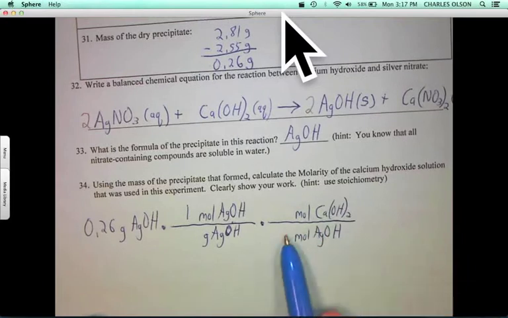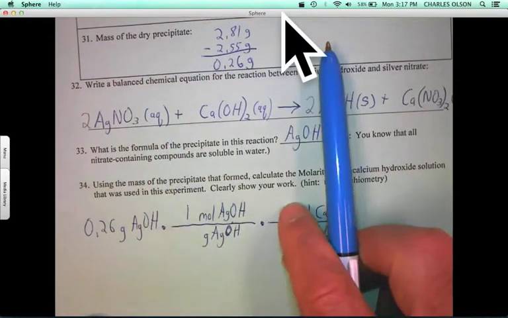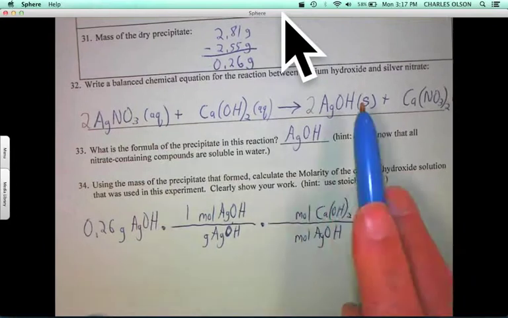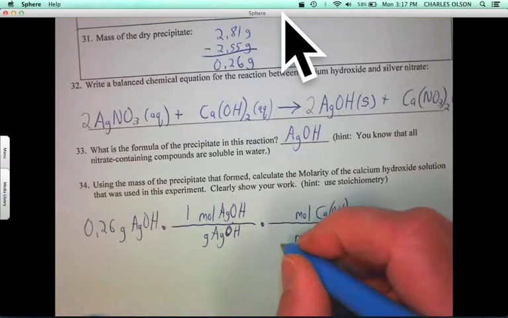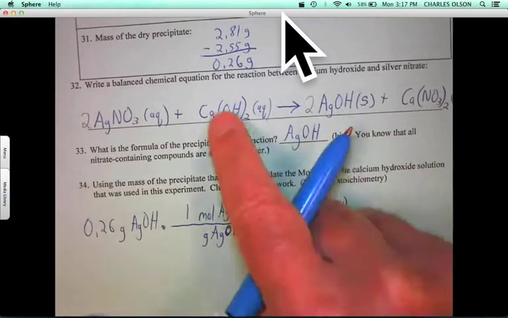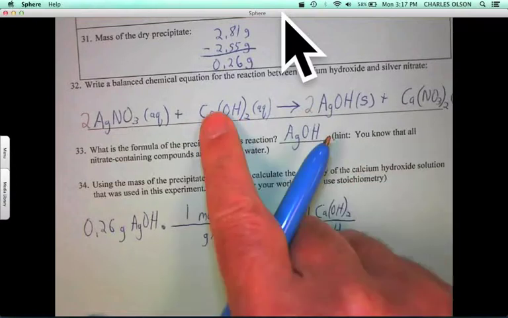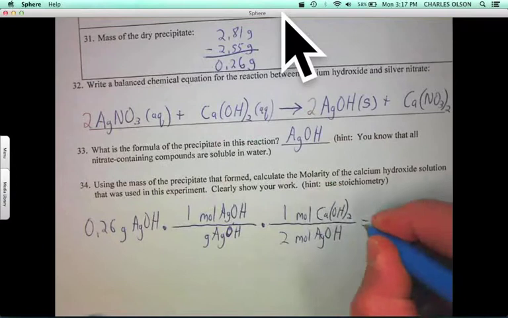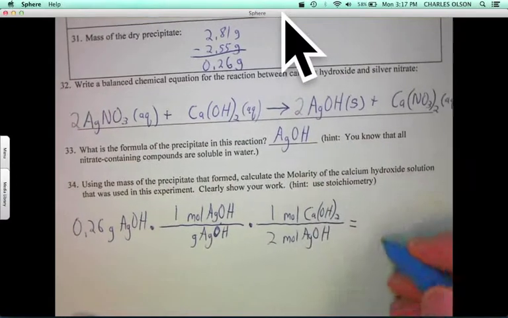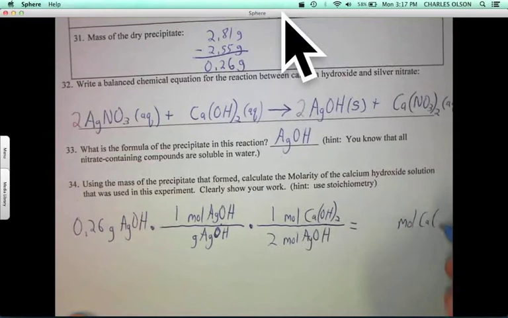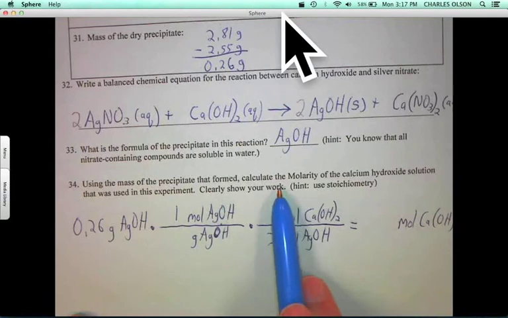So we get that mole ratio from our balanced chemical equation. How many moles of AgOH? 2 moles of AgOH correspond to how many moles of calcium hydroxide? 1 mole. It's a 2-to-1 ratio. So that's our mole-mole ratio. We have the molar mass. That will give us a number of moles of Ca(OH)2.